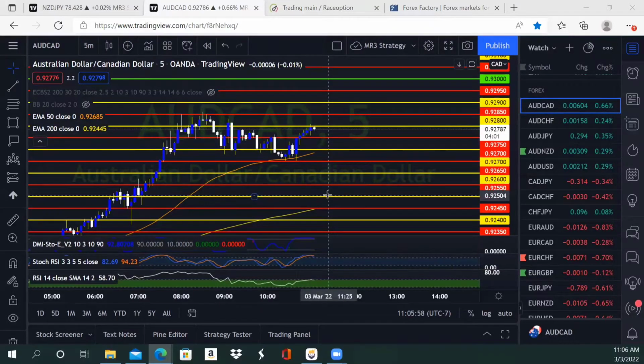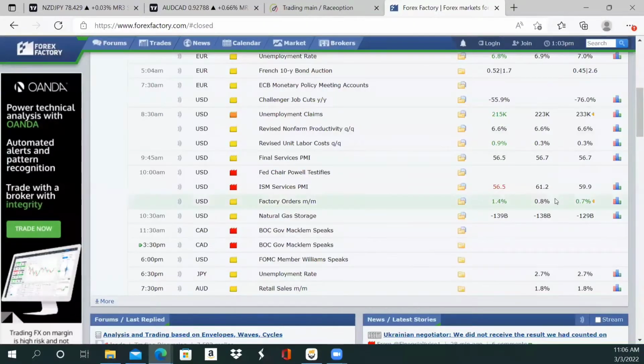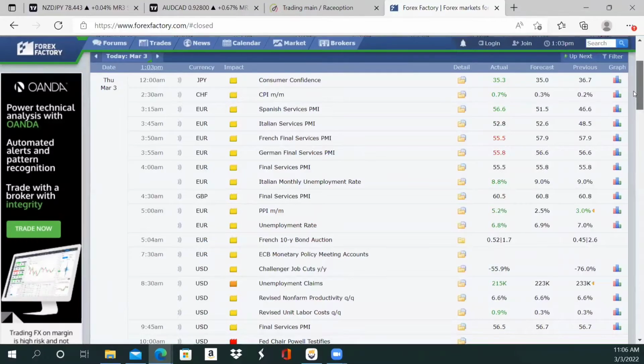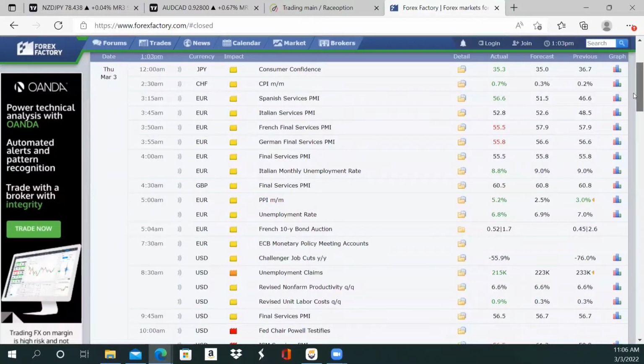I'd like to start off by saying that right now, today, we've had a lot of major impact news starting early on a lot of the currencies here. So, as we see, we're here on Thursday, March 3rd. We had a lot of news on the euro. What you're looking at are these little folders here.